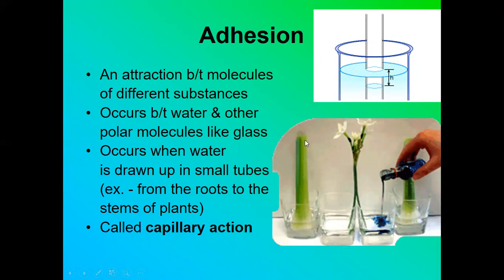So when I have these celery stalks, or when I have these plants, if I put some food coloring in, that food coloring is going to travel with the water up the celery, and it's going to actually change the color of the celery stalk. So adhesion, I add water to a plant, and the water is attracted up that plant via capillary action.